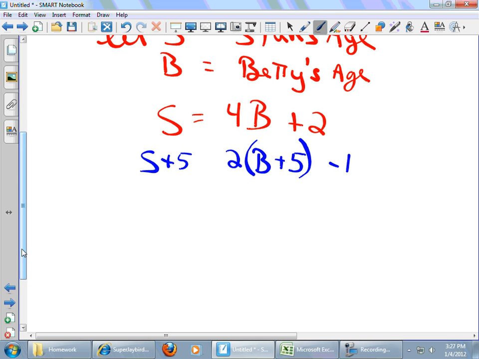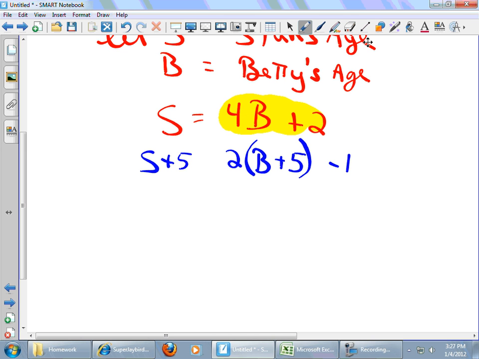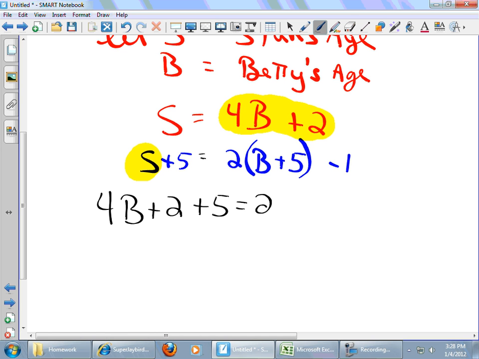I think I'll use substitution on this one. This would be the easiest way to do it. And I will take this 4B plus 2 and I'll plug it in for S in the second equation. So when I do that, I'll get 4B plus 2 plus 5 equal to, forgot my equals there, sorry, distribute, 2B plus 10 minus 1. I'll combine like terms on both sides.